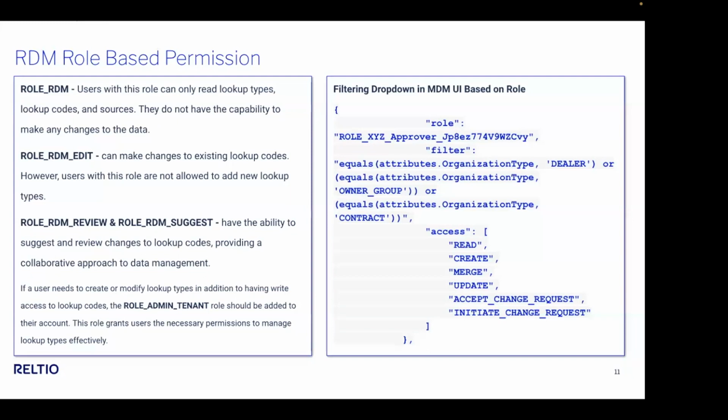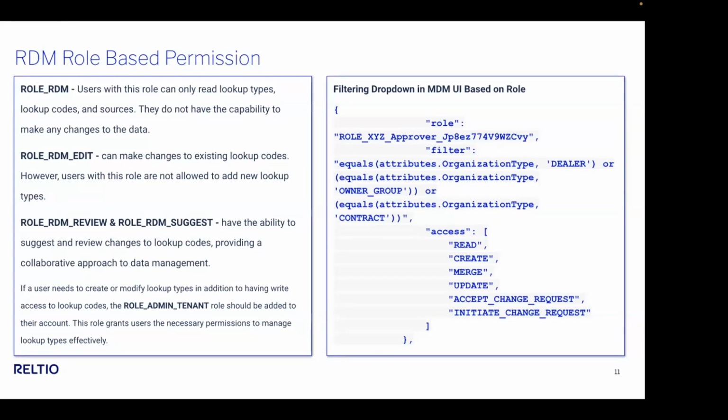On the right hand side, I have a specific code snippet coming from my metadata permission or metadata security configuration file. This is a common requirement that is showing up a lot nowadays, and I have taken it exactly from a POC tenant that we have. So in the metadata security or permission file, we can have role-based filtering, right? Here we are talking about organization type, which is an RDM bound attribute. For a specific role, I can say that this role will only have access to these three different organization types: dealer, owner group, and contract, and they can have this kind of access: read, create, merge, basically everything.